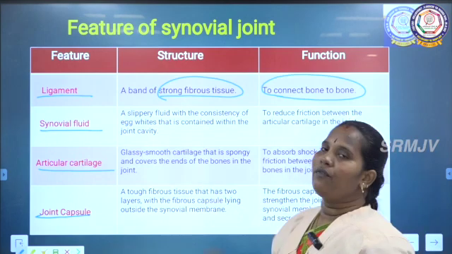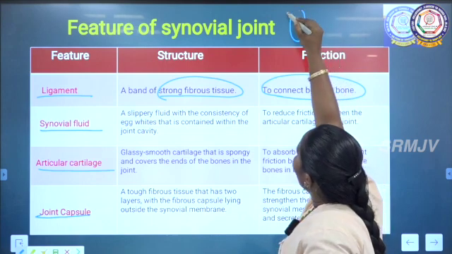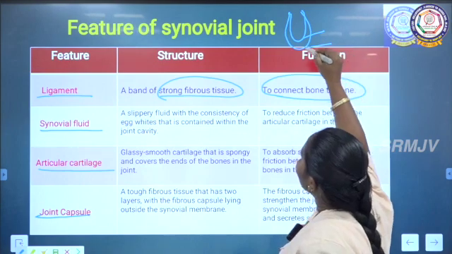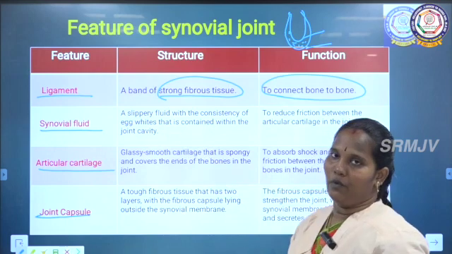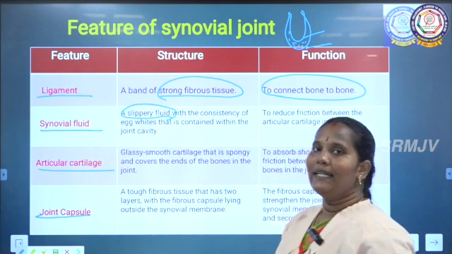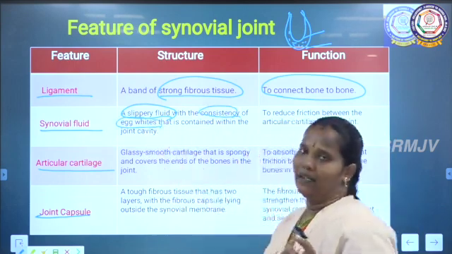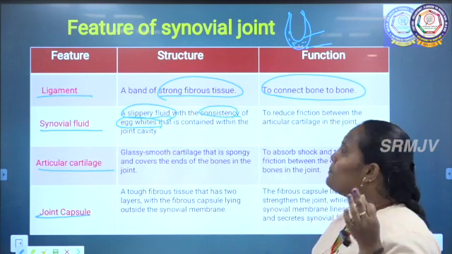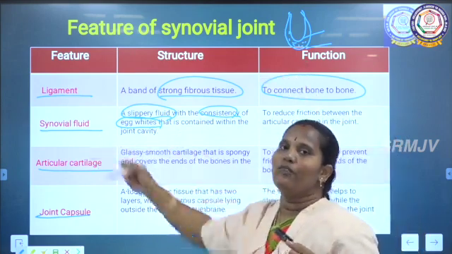After that, synovial fluid. As I told, this bone is lined with the membrane. In between the bone and the cartilage membrane, the gap is there. This gap is filled with the synovial fluid. What is the synovial fluid? It is a slippery fluid. The consistency of the fluid looks like egg white. We know egg white. Like this, a sticky slippery fluid is filled in this cartilage gap. It is called the synovial fluid.